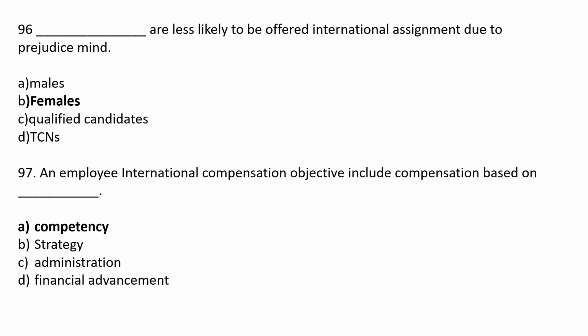An employee international compensation objective includes compensation based on dash competence. Option A, competence. Option B, strategy. Option C, administration. Option D, financial advancement. The correct answer is option A, competence. An employee international compensation objective includes compensation based on competence.